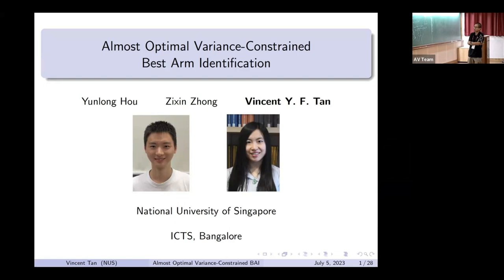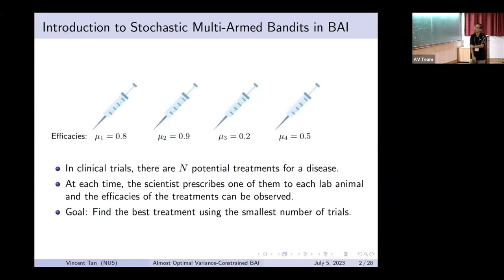So there are a few terms here, some of which you already know, best arm identification, but I want to go slowly at the start to tell you about variance constraints and why we care. Just so that we are all on the same page, I'm going to change notation. So here we are, the number of arms is going to be called N, capital N. Each of the potential treatments of a particular disease could be one of the choices that we make. And the efficacies are unknown to us, say 0.8, 0.9, 0.2, and 0.5. And we'd like to find out which drug has the best efficacy.